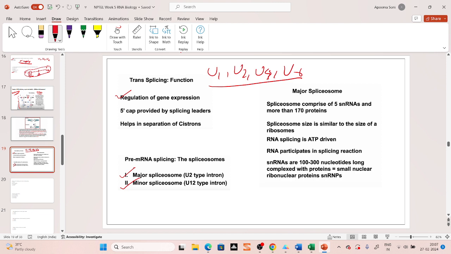If we talk about the major spliceosomes, they comprise 5 snRNAs and more than 170 proteins, and the spliceosome size is similar to the size of a ribosome. Here the splicing occurs with the help of ATP, that means energy is required, and RNA participates in splicing reactions, and the snRNAs are 100 to 300 nucleotides long. This is just to read. The only thing we need to understand is the meaning of major and minor here.